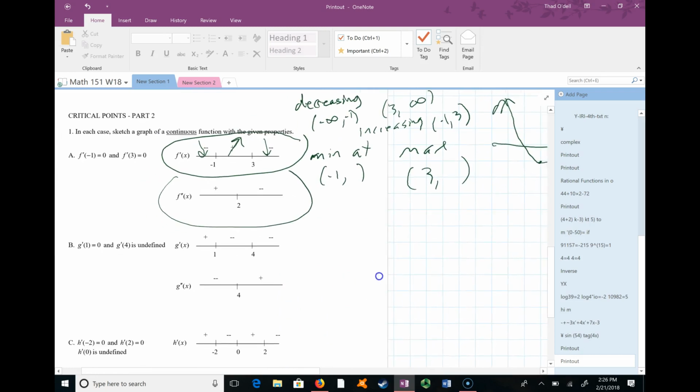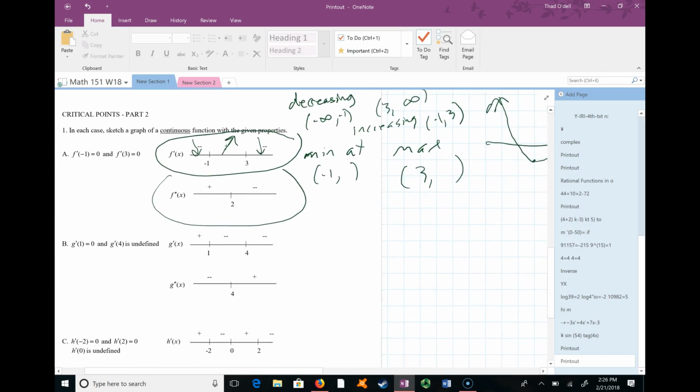Likewise here, we're looking for, oh, interesting. At 1, the derivative is 0, but at 4, it's undefined. What does it tell us that it's undefined? We think cusp. So this is going to be going up and then down and keep going down.